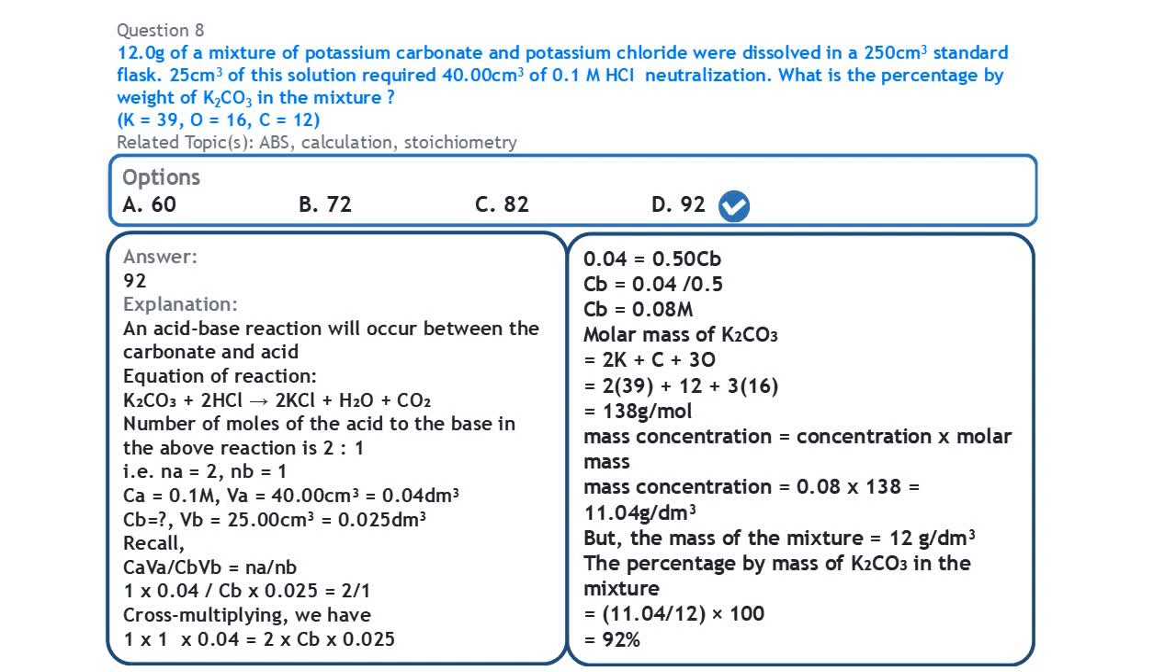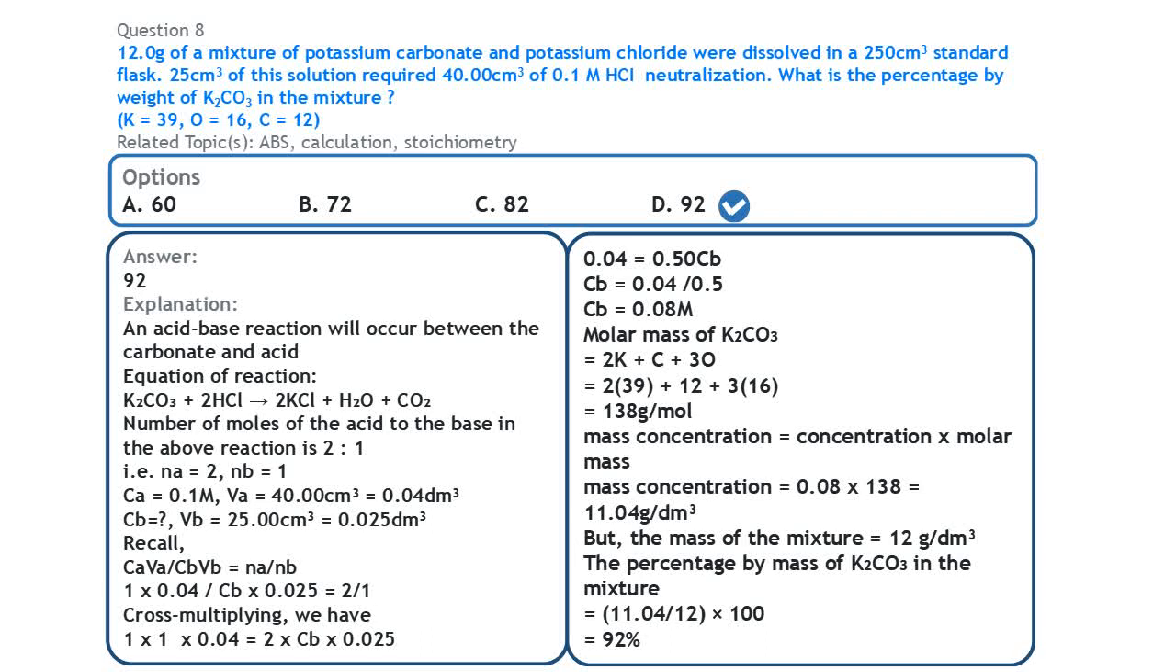Now the mass concentration would then be equal to the concentration times the molar mass. So the mass concentration is going to be the concentration, which is 0.08 mole per dm cube, times the molar mass, which is 138 gram. So here we have 11.04 gram per dm cube.